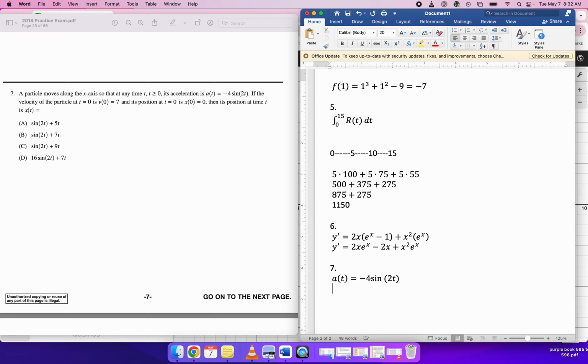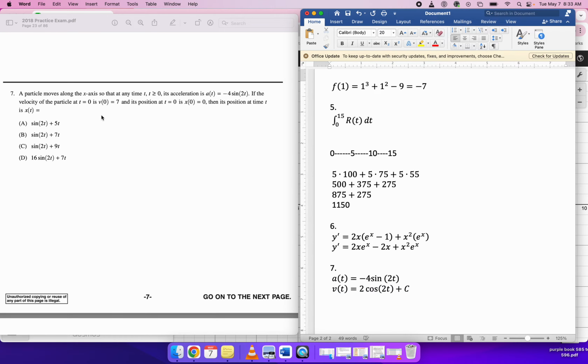But each time I do that, I'm going to get an arbitrary constant, and I need to figure out what it is. The velocity will be the antiderivative of this, which I think is 2 cosine 2t. Let me just check that quickly by taking the derivative. If I take the derivative of this, I am going to get a negative sign because the derivative of cosine is negative sine. And this is going to become a 4 because of the chain rule, right? I'm going to get another copy of 2. So the antiderivative is 2 cosine 2t plus some unknown constant c.